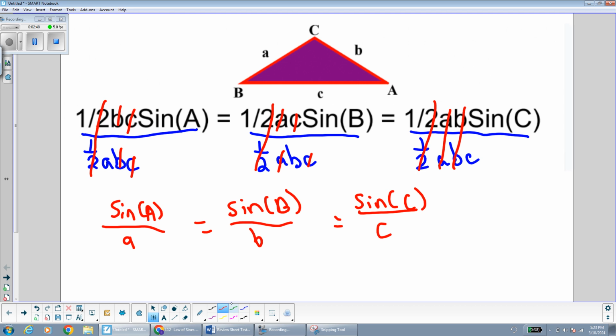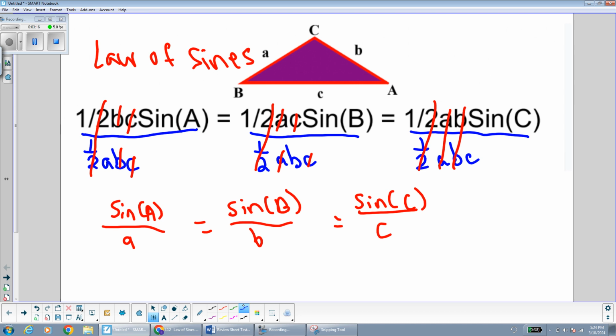So the law of sines, I'm going to write it here, can be used with any kind of triangle. And what it means is you're going to put the sine of an angle over the side opposite from that angle. It doesn't matter which of the angles that you use, and you only need two. Sine of the angle over the side opposite from it.